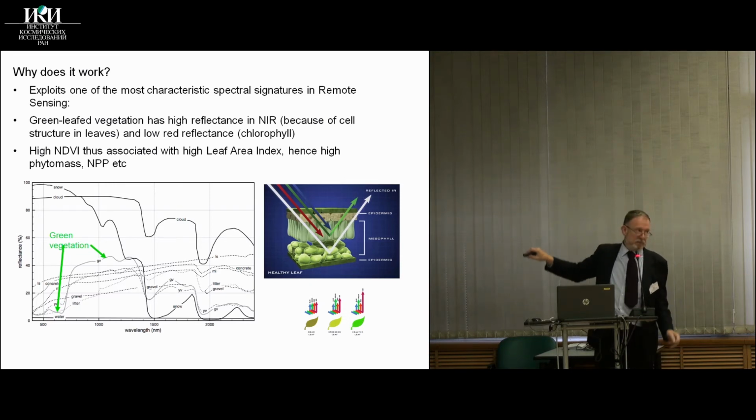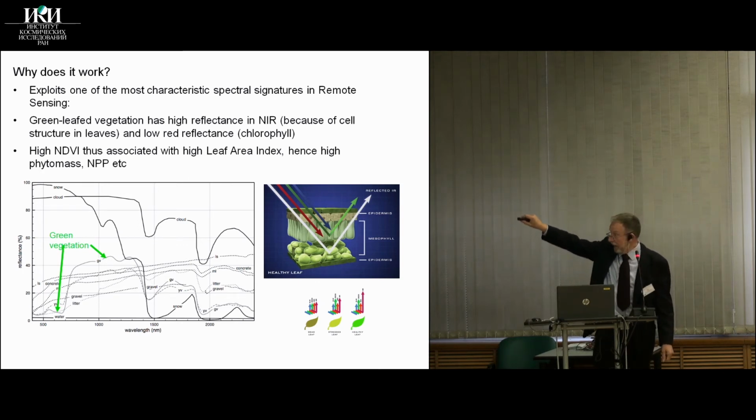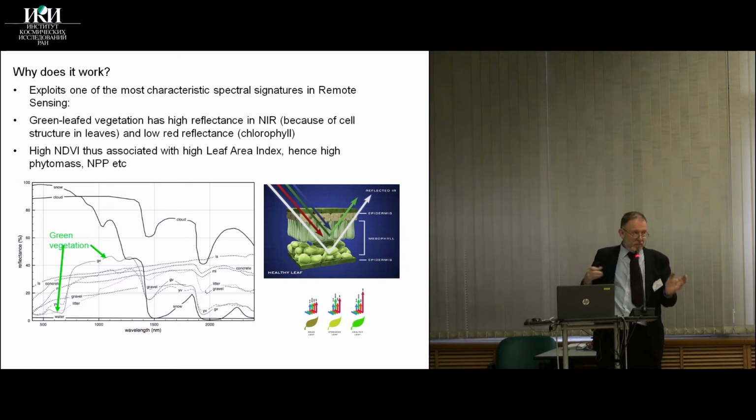Here's a leaf that's undergoing stress. It's chlorotic. It's turning yellow. And here's a leaf that's so stressed that it's died. And you can see there are fundamental physiological changes in the leaves here. The cell structure breaks down, the amount of chlorophyll decreases as well. So both of these things shift the relative amounts of near-infrared and red radiation that will be reflected by the leaf. So this is picked up in the index as well. So this is extremely useful.